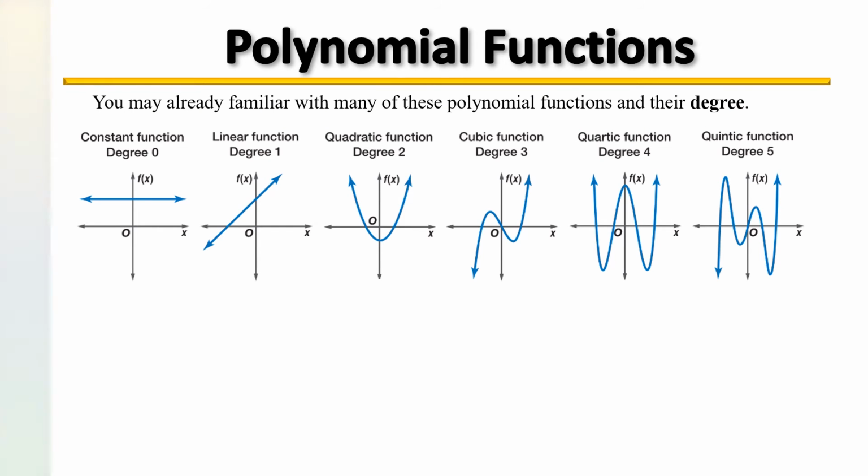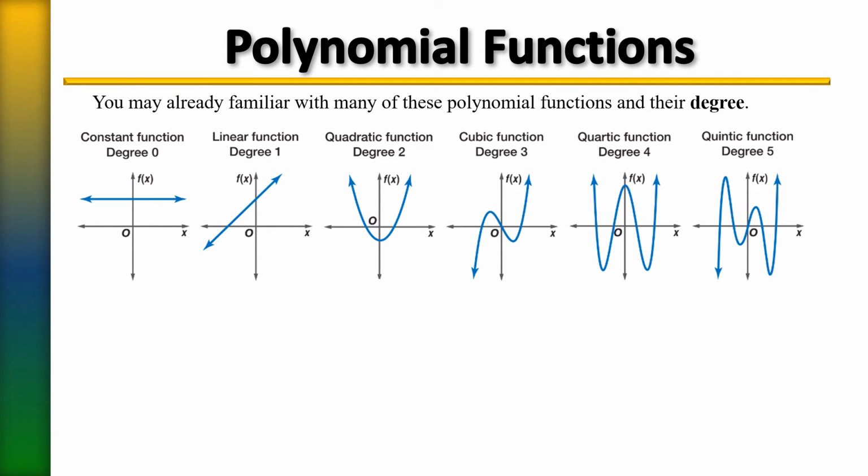You may already be familiar with many of these polynomial functions and their degree, such as the constant function has a 0 degree, linear function 1 degree, quadratic, the highest degree is a 2, cubic function, the highest degree is a 3, quartic, degree of 4, quintic, a degree of 5.